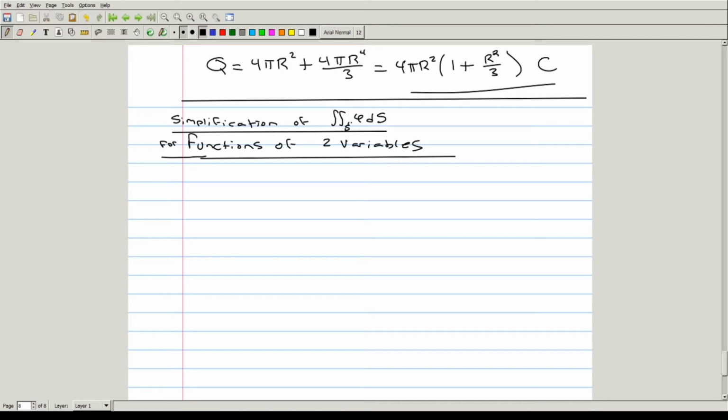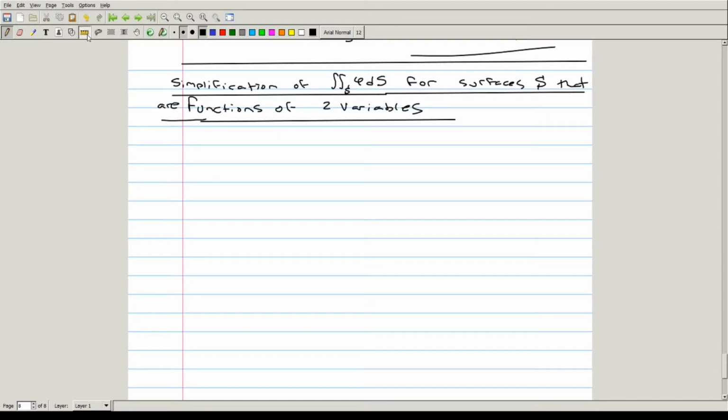And specifically we'll say simplification of this surface integral for surfaces S that are functions of two variables. The sphere, and any surface that sort of maps over on itself, can't be expressed as one single function of two variables. But this is one of the main reasons that we go to parameterization for more general surfaces.